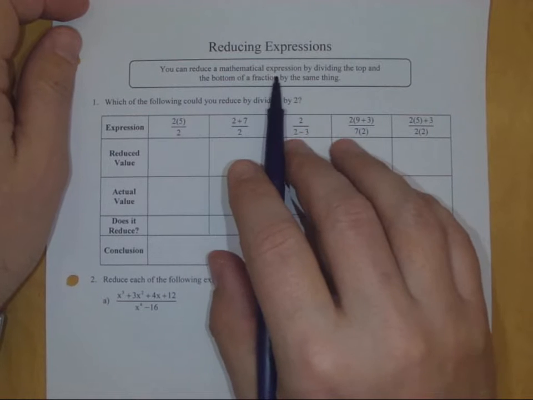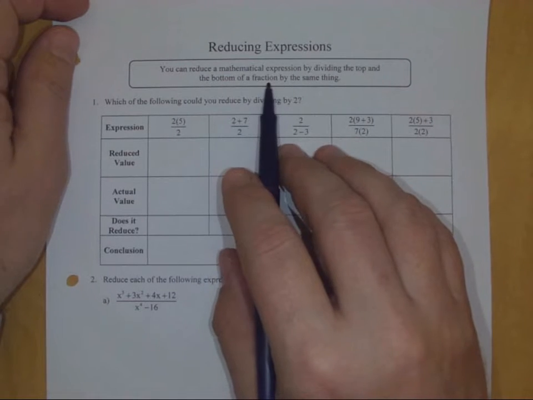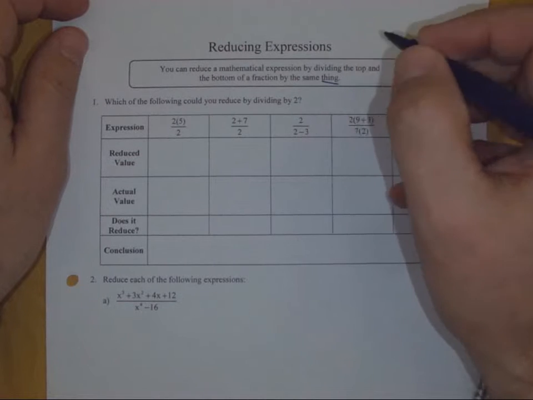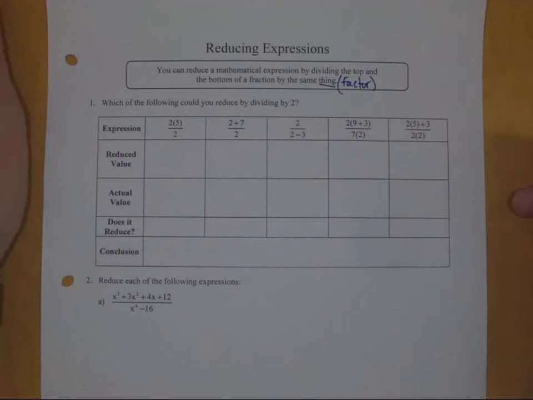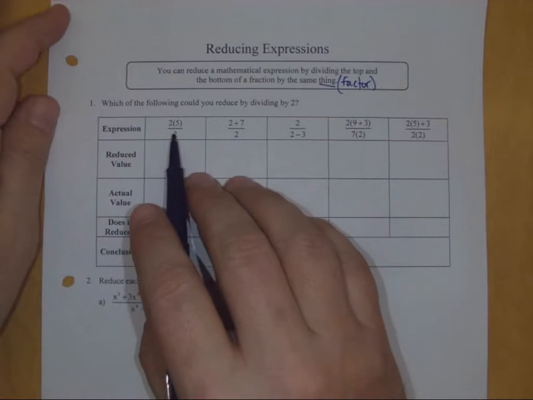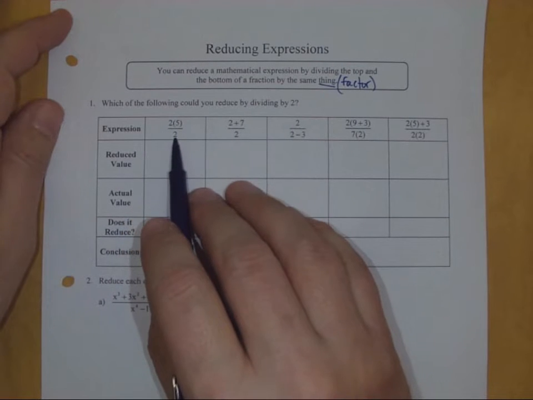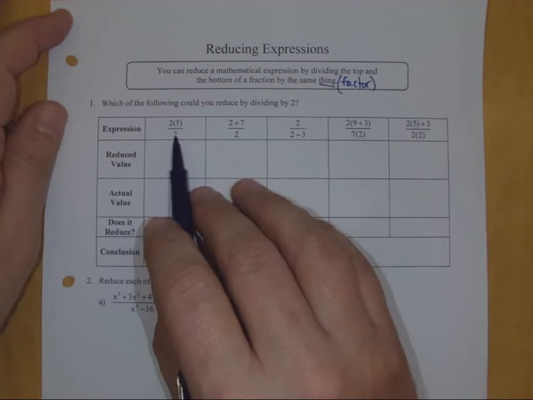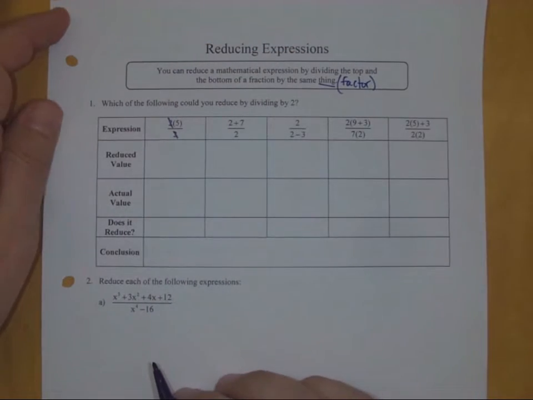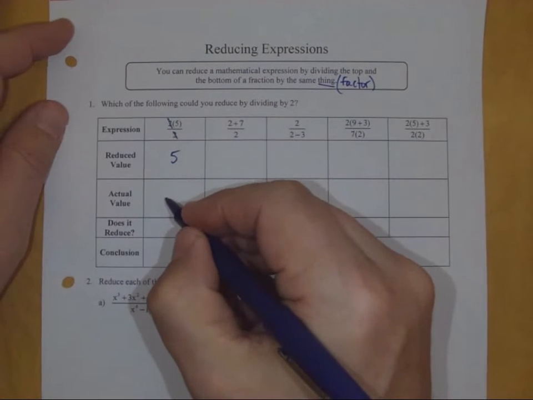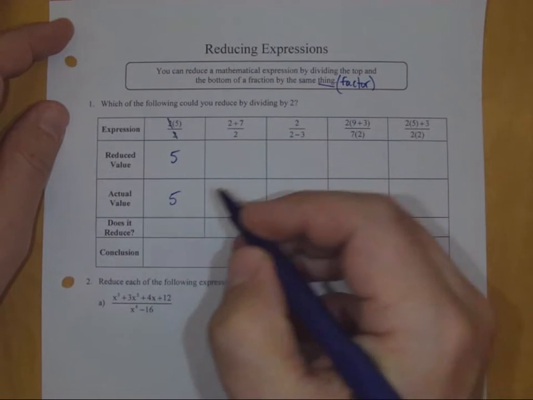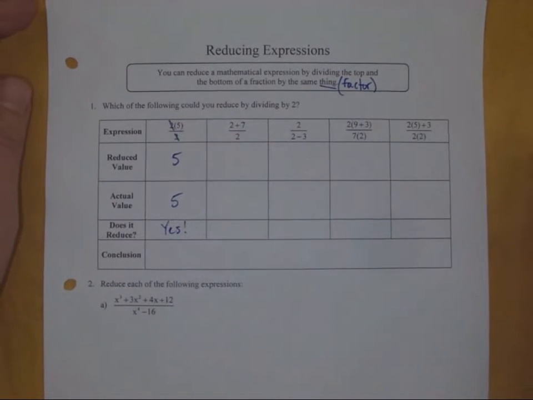Reducing expressions: you can reduce an expression by dividing the top and bottom of a fraction by the same thing. And I'm going to add to that, it's the same factor. So we're looking for common factors that we can actually reduce by dividing. We'll start with this expression here. 2 times 5 divided by 2, well, the answer obviously is 10 divided by 2, or 5. So yes, you can reduce. Does it reduce? Absolutely. You're allowed to do that because 2 is a factor on the top and the bottom.